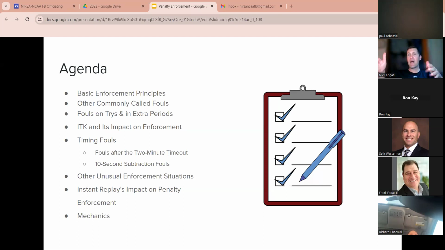So the plan is to do that in about an hour. It might take a minute or two longer. We'll see how it goes, but that's the plan for tonight. So let's just jump straight in with basic principles of enforcement.